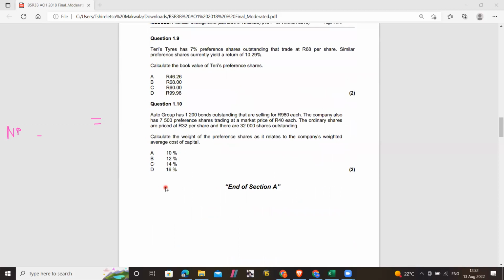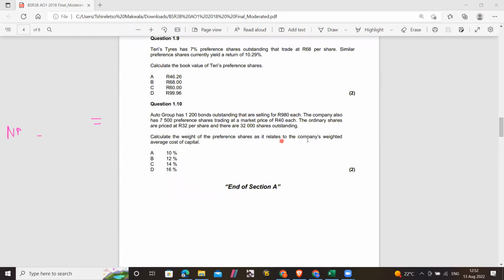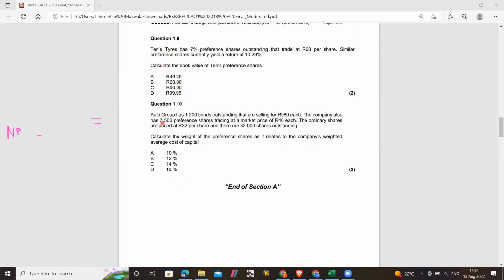So it says Auto Group has 1,200 bonds outstanding that are selling for 980 each. And they say the company also has 7,500 preference shares trading at a market price of 40 rand each. The ordinary shares are priced at 32 rand per share, and there are 32,000 shares outstanding. And then they said calculate the weight of the preference shares as it relates to the company's weighted average cost of capital.